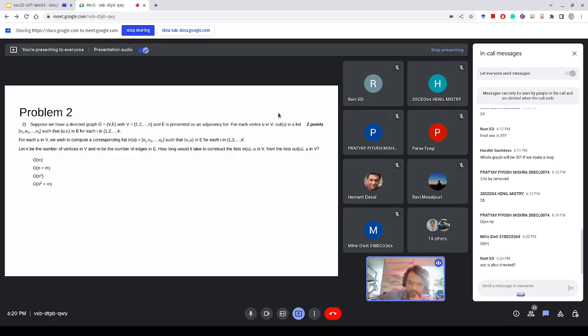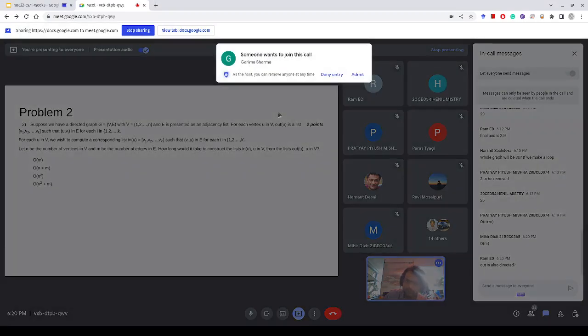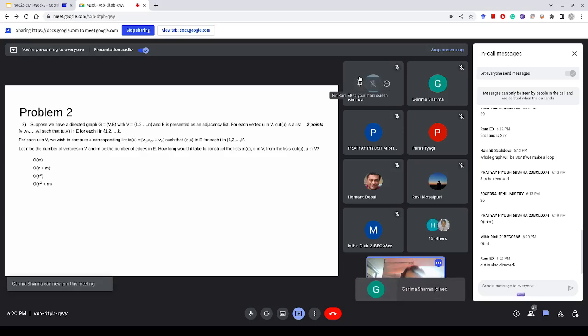Yeah, out is also directed, in the sense that out of a vertex is basically the edges which are directed outwards of u. So out of u would be all the edges that are going out of u to some other vertex, and it is basically a list of vertices. Let's say u is going out to u1, u2 and u3. Then u1, u2, u3 is out u, the list of vertices that have an edge directed from u to that vertex.